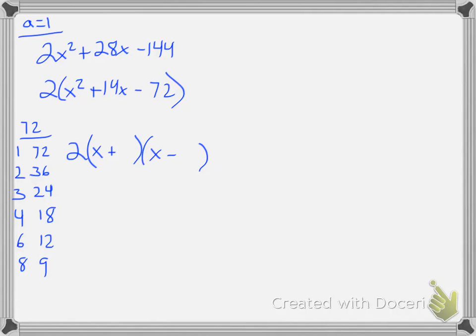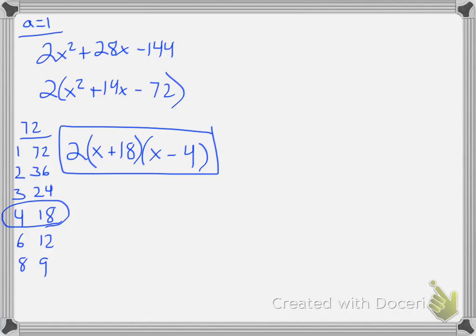So because one's going to be positive, one's going to be negative, I'm really finding the pair where their difference is that middle term of 14. So my answer is going to be 4 and 18. Now I have to decide which one's going to be the positive. Well, because when you combine them, you're left with a positive, that means that my larger number is going to be positive, my smaller number is going to be negative.